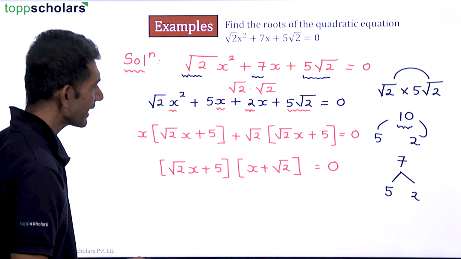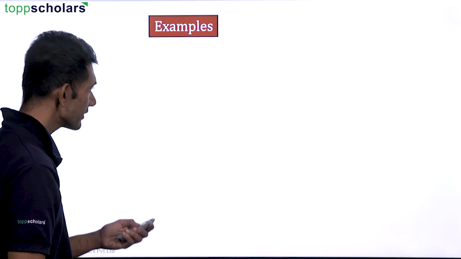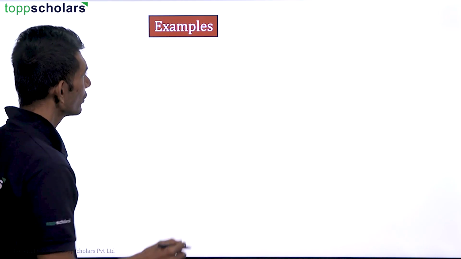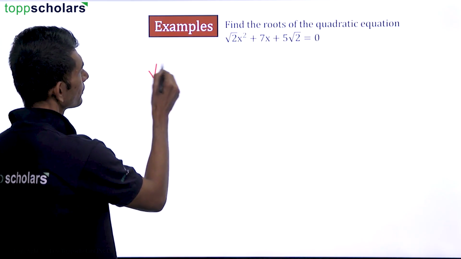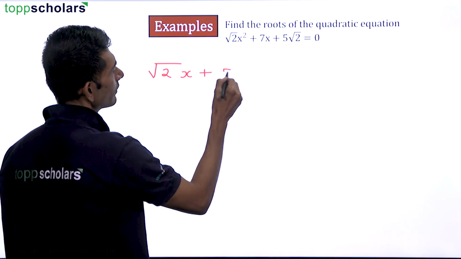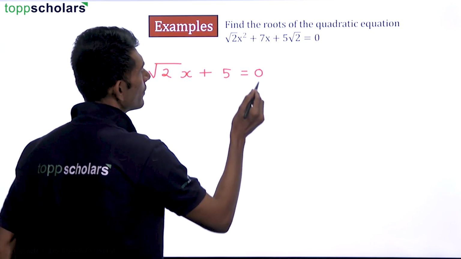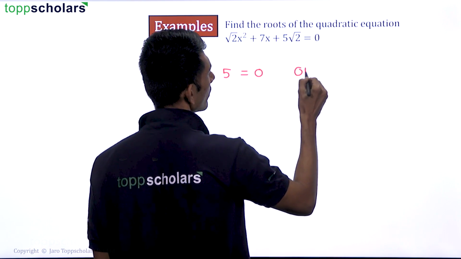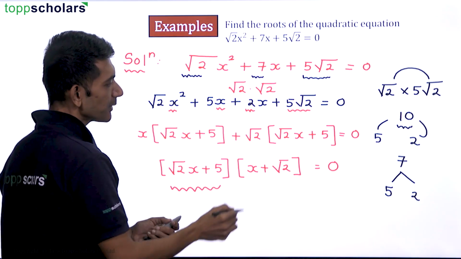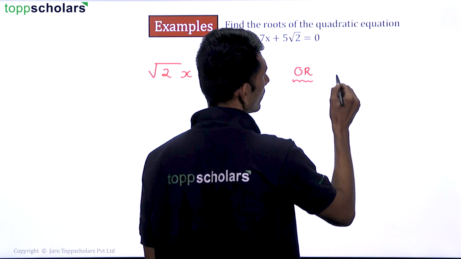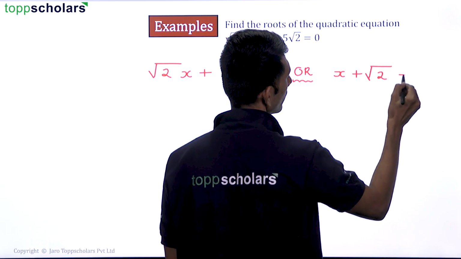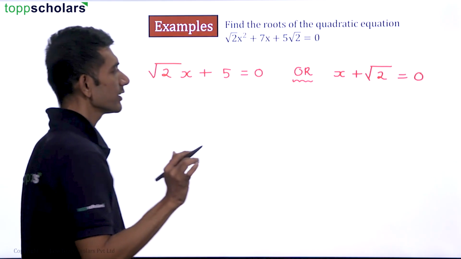Now either of the two brackets is equal to 0, that means the first term is equal to 0. So I'm just copying this on the next page. So further we get root 2x plus 5 is equal to 0, or we get x plus root 2 is equal to 0.